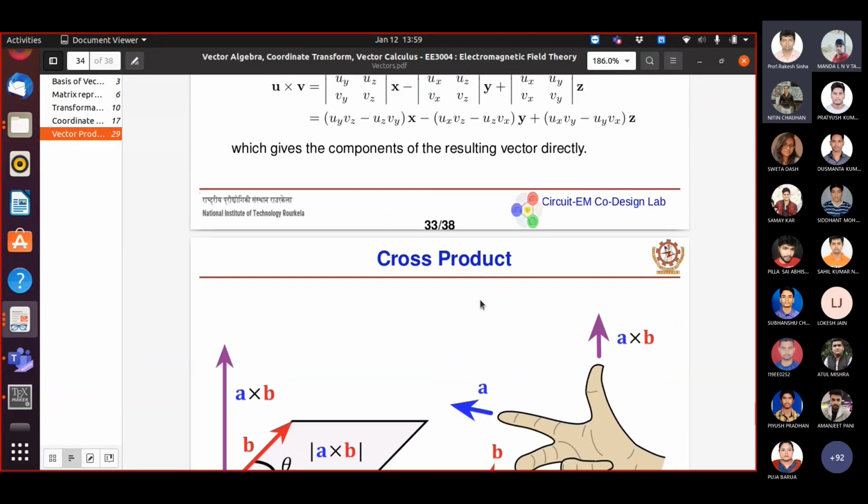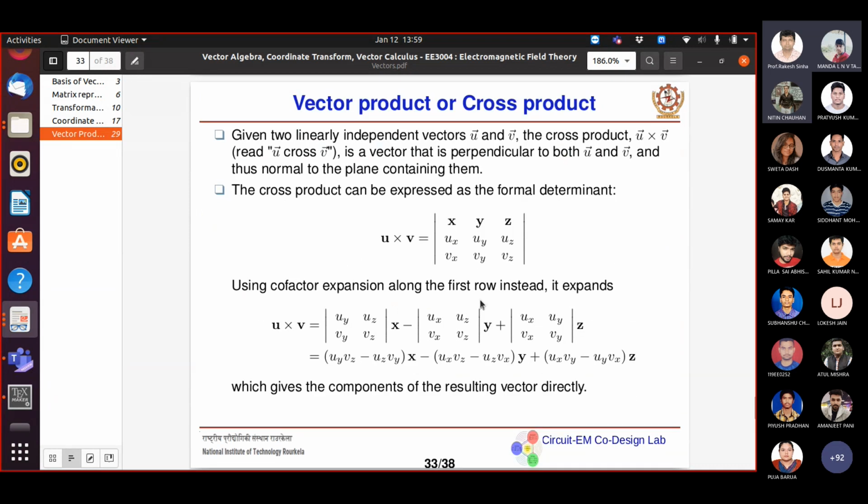Okay, and to find out the vector cross product, you are already familiar with how to do that, so it is very easy. It is basically, if you know the rule of the determinant of a matrix, then you can easily find out the cross product between two vectors u and v.